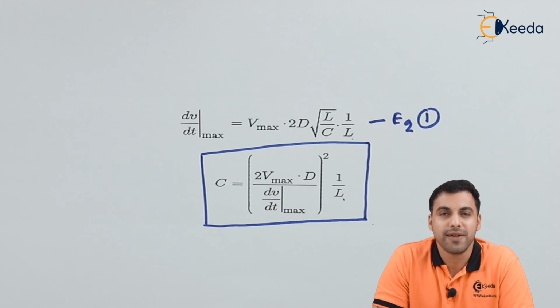So friends, if I summarize, there are two methods to protect the thyristor circuit. One is di by dt protection, and number two is dV by dt protection, and both can be done by using a snubber circuit and calculating the right value of the inductance, resistance, and capacitance.